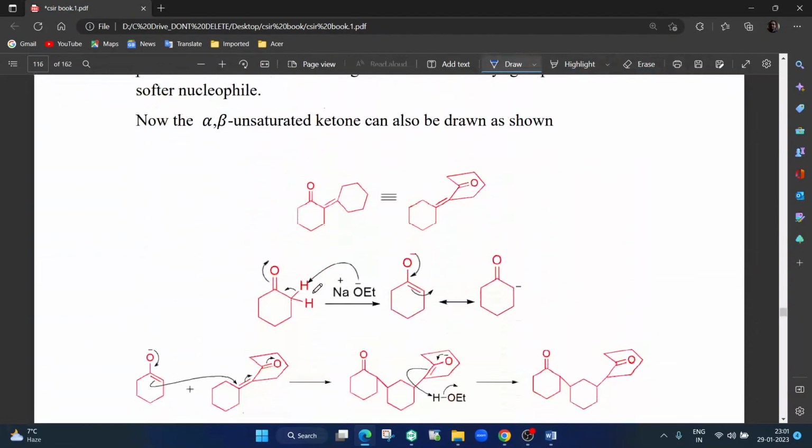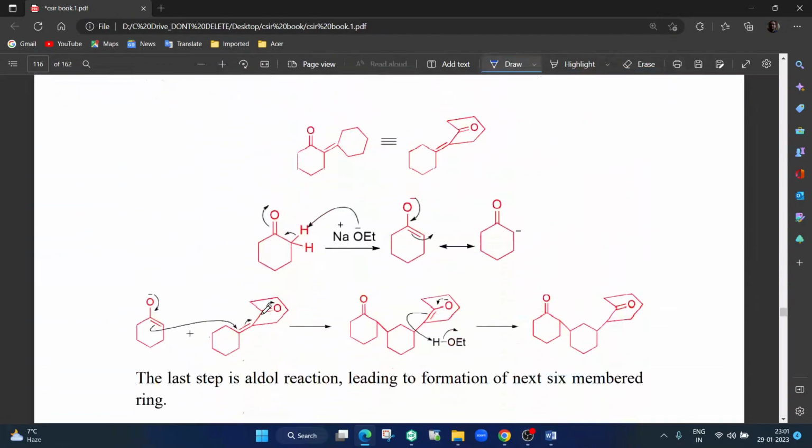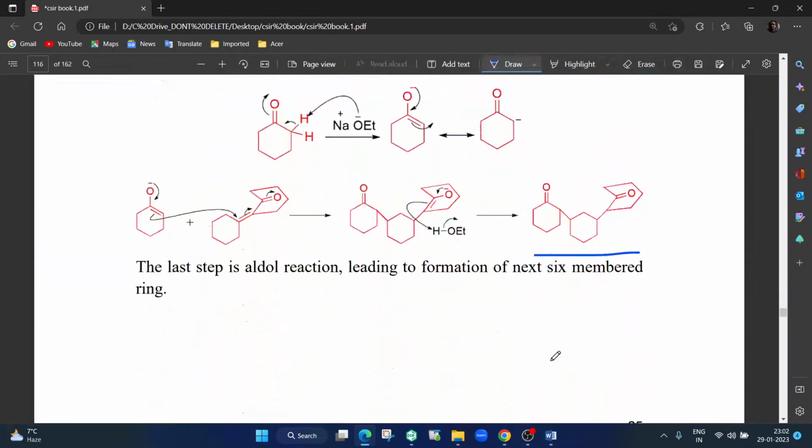Yeah, so cyclohexanone is there, this proton is removed, you get a negative charge. Now this negative charge will go and attack the alpha beta unsaturated ketone. I made it like this so that it starts looking the same as how they have given in the question. So this goes and attacks here, it comes here, you get negative charge, this comes here and this comes. So this is your 1,4 addition.